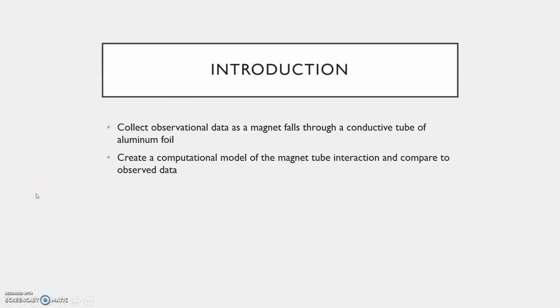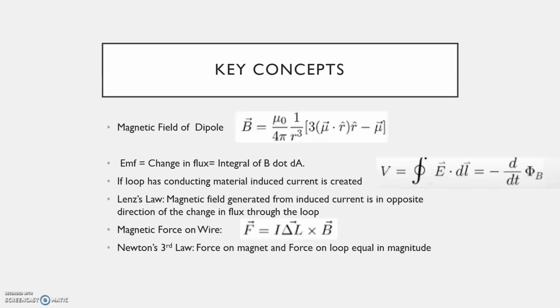The purpose of this lab was to collect observational data as the magnet falls through a conductive tube of aluminum foil, as well as creating a computational model of the magnet-tube interaction and comparing it to the observed data.